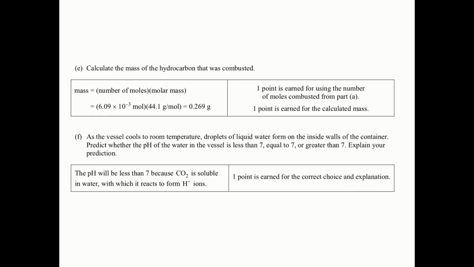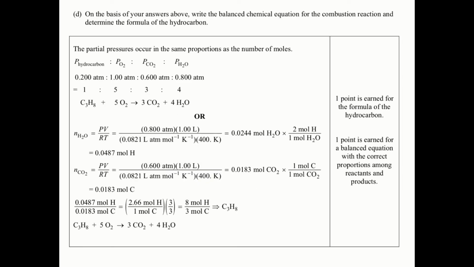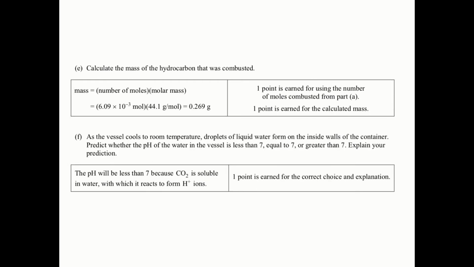So after D, we go on to E. It says calculate the mass of the hydrocarbon that was combusted. Well, I know the moles, right? And since you found your formula, you know your molar mass, and you can find your number of grams. Now, you got 1 point for using the number of moles combusted from part A, so recognizing the fact that you needed to use that number of moles. And then you got 1 point for the calculated mass. Now, here's the thing. If you got the wrong formula in D and put the molar mass based on your answer from D in E, you would have gotten 2 out of 2 points. So why not just have a wrong formula in D and then go into E and get a 2 out of 2 for that? Okay.